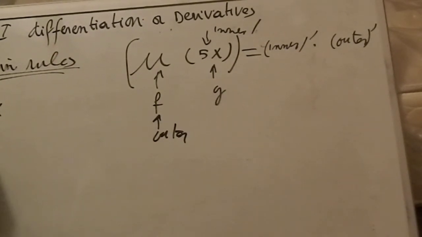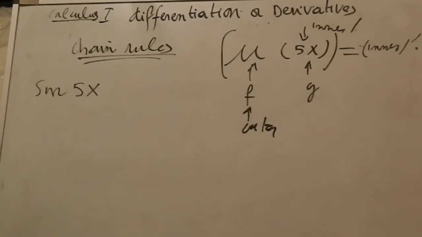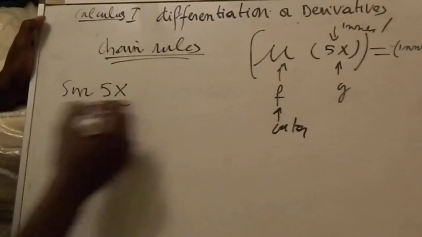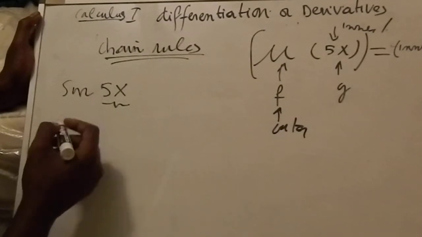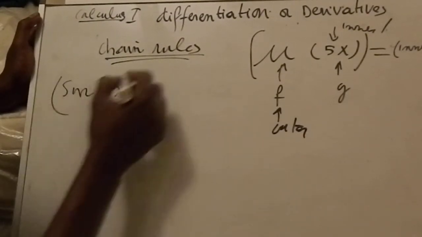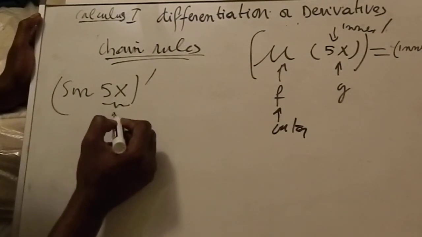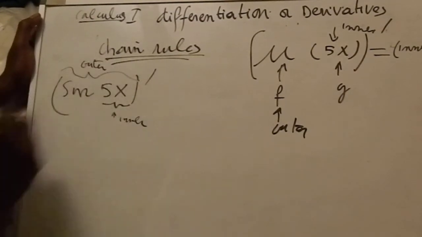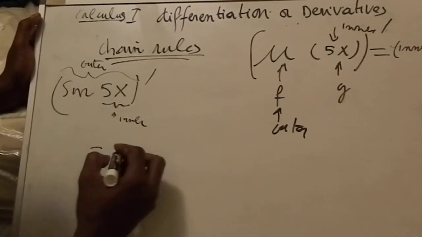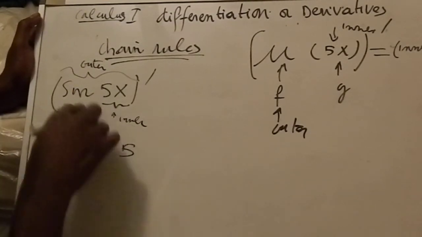If I have sine 5x, and I want to do the chain rule here, my inner function is 5x, my outer is sine. Therefore, I take the derivation of 5x first, which is going to give you 5. That means I take the derivation of my inner function, and the whole thing here is my outer function. Then I give you 5, the derivation of 5x is 5, times the derivation of the whole thing.